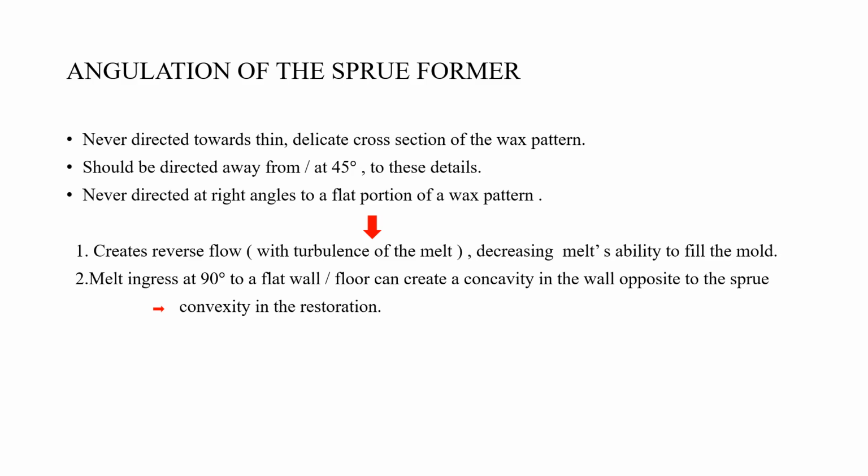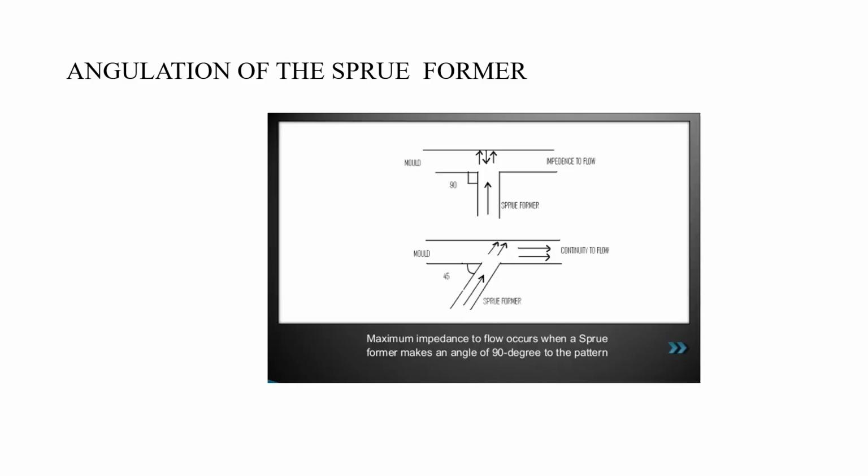And the melt hitting at 90 degrees to a flat wall or floor can create a concavity in the wall opposite to the sprue, which in turn creates a convexity in the restoration. So this is how it should be presented. When presented at 90 degrees, it causes maximum impedance to flow when a sprue former is added at 90 degrees to the pattern.